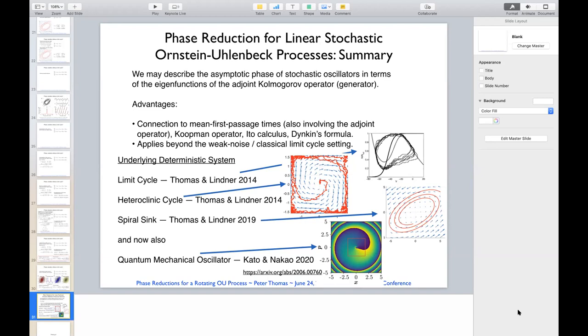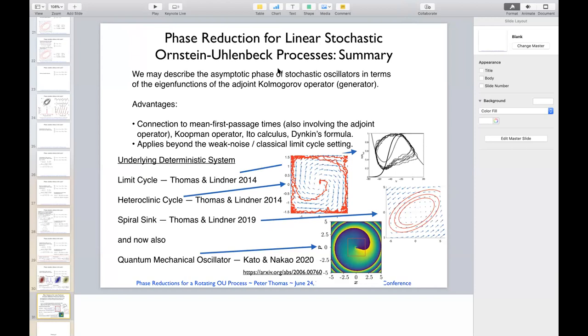More questions. The question from Victor in your chat. In my chat, I have to find the chat. You want to read it out loud? Victor says, Peter, great talk. In any of the results you showed, are there any constraints on the noise amplitude not being too large?